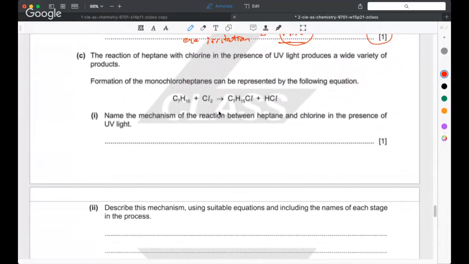Okay, so this is a reaction now between an alkane and chlorine, and it's talking about this reaction in the presence of UV light. Well, this is a very familiar type of reaction of alkanes with chlorine, and the type of reaction is a substitution, because you're going to be knocking off these hydrogens and replacing them with chlorine atoms. So it's a kind of substitution reaction.